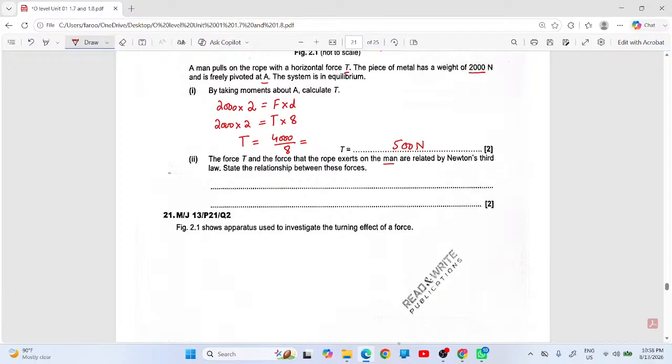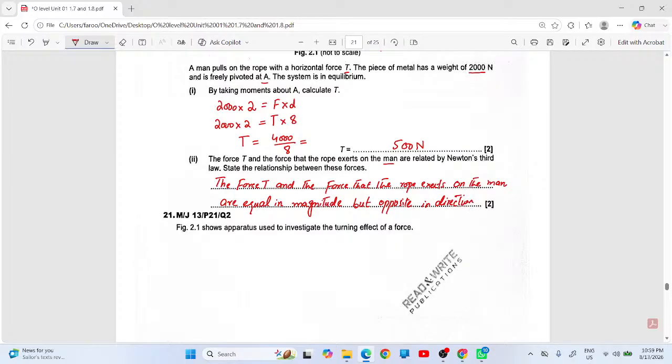So we write: the force T and the force the rope exerts on the man are equal in magnitude but opposite in direction.